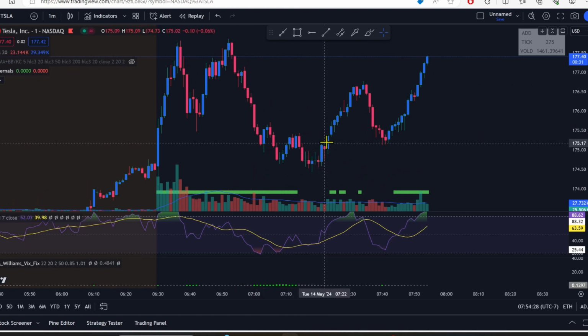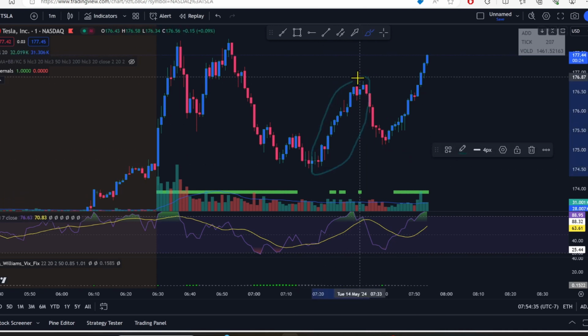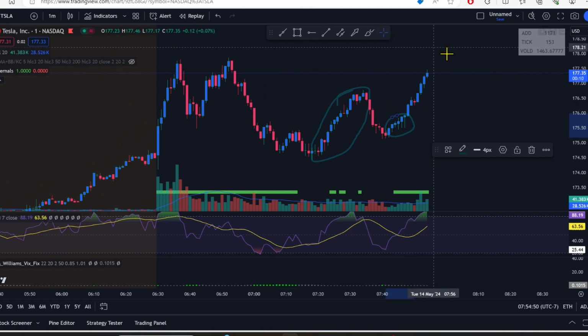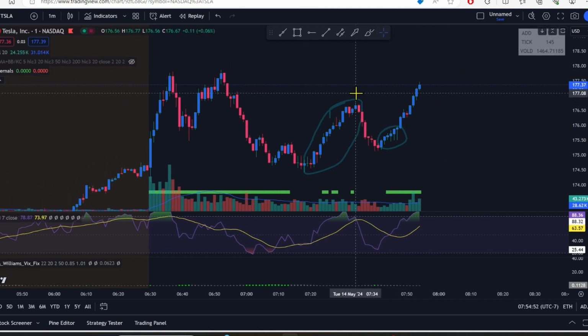I got in on the break of this one, followed it 75% of the way up on this move right here. And honestly, I only got about half or less of this move right here. I got in at about 175.52, got out about 175.94, and look at it, it's just running and running and running. I'm almost in the money on the contract that I had purchased.